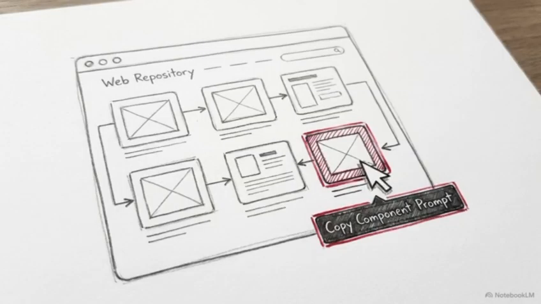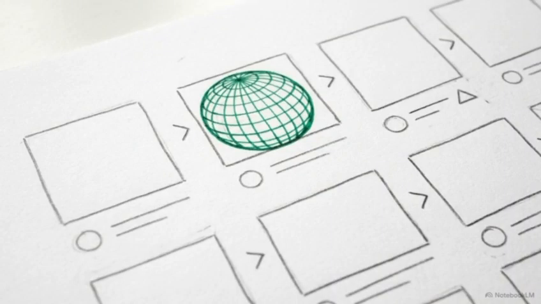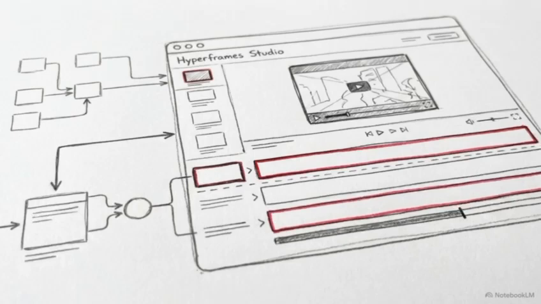For advanced visual elements, you pull pre-built component prompts from open-source web repositories like 21st.dev. You paste that copied prompt into the chat and instruct Claude to apply a 3D wireframe globe to the second scene of your storyboard. To verify the composition, we open this browser-based Hyperframes Studios UI.